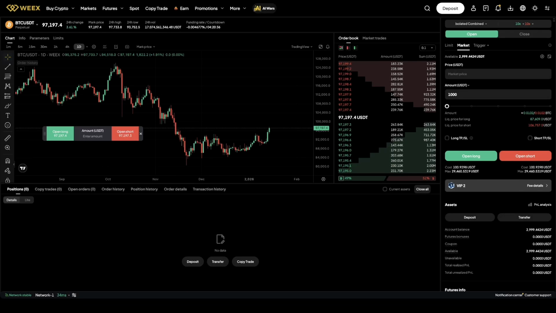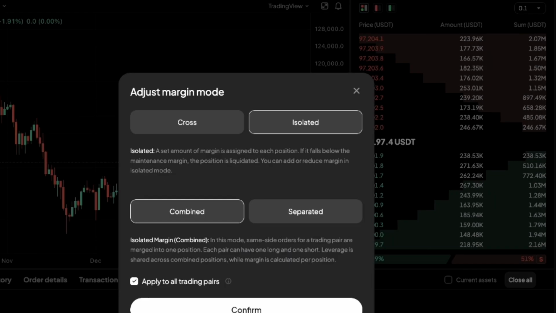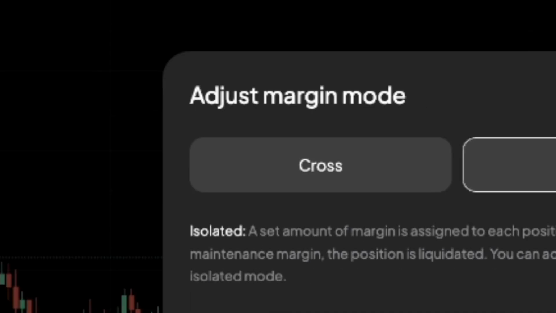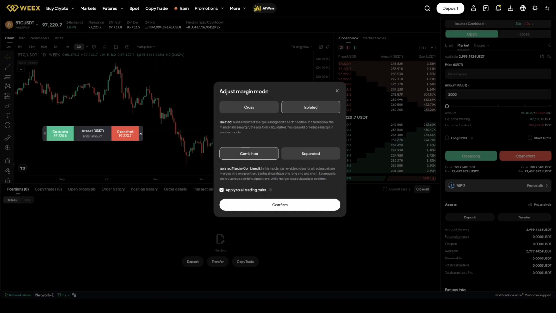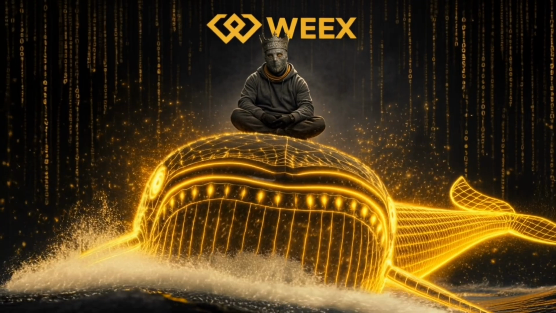Now, before you open your next trade, the exchange is going to ask you a question: isolated or cross. Most people just pick one randomly. They have no idea what they just chose. And that one click changes everything about how you win, how you lose, and how you die.